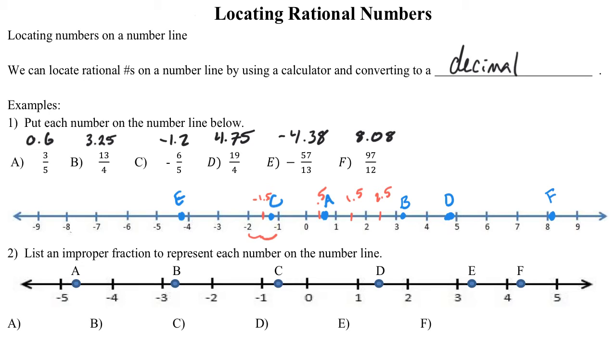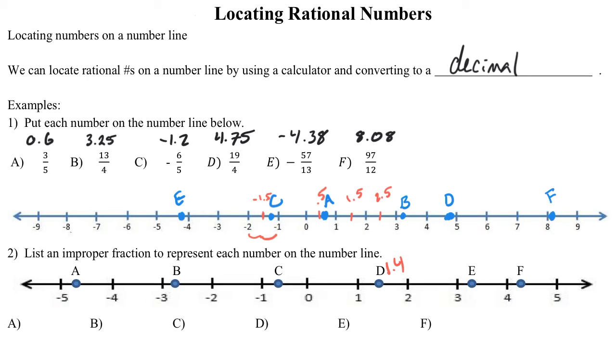All right, well, let's look at D. D is almost right in between 1 and 2, right? Maybe a little bit closer to 1. So I'd say, if this was a decimal, it might be about 1.4. Okay, it might be about 1.4.